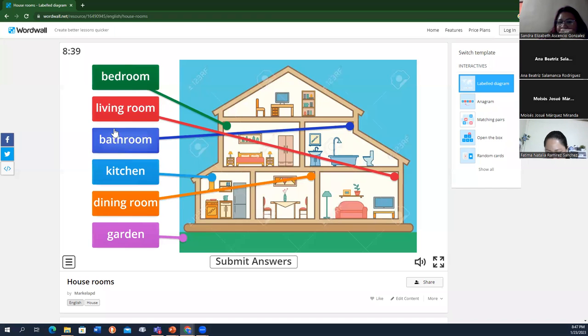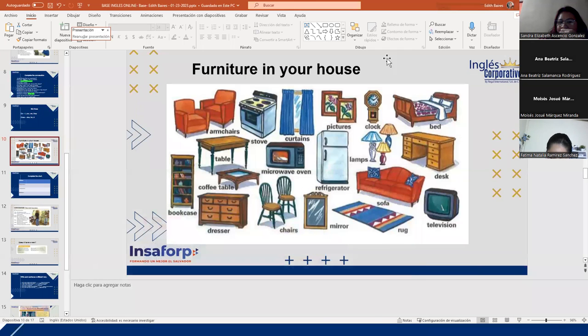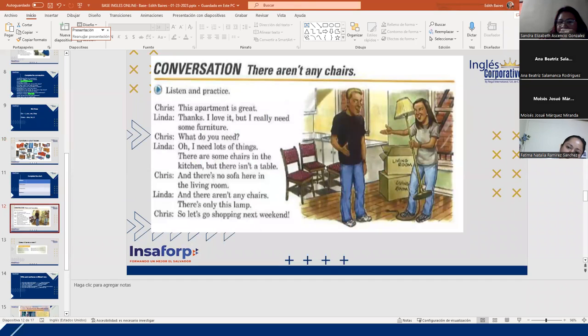What is our living room? Do you remember? Okay. So what do you have in your living room from these furnitures? Television. Lamps. Sofa. Okay. Good. Very good. So I have here another conversation that we are going to practice.